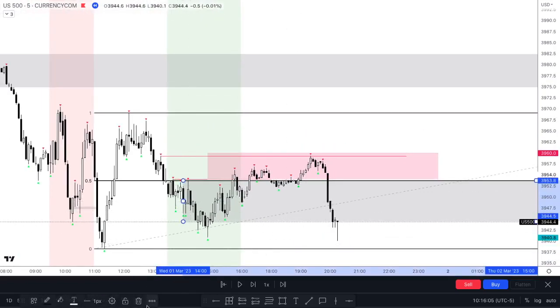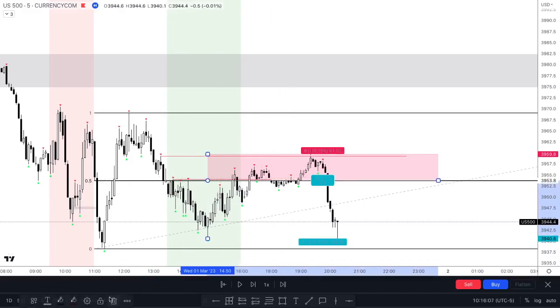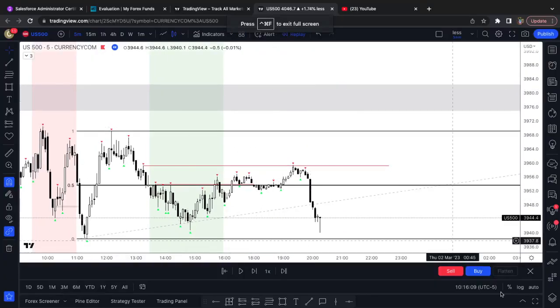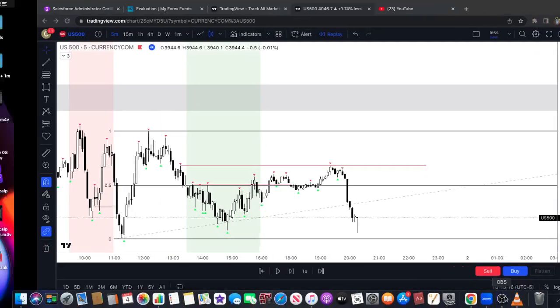That is it, bro. H1 will be 5 minute liquidity. That's the game. Time and price, do it at AM session or PM session, as long as it's in line with the higher time frame bias.